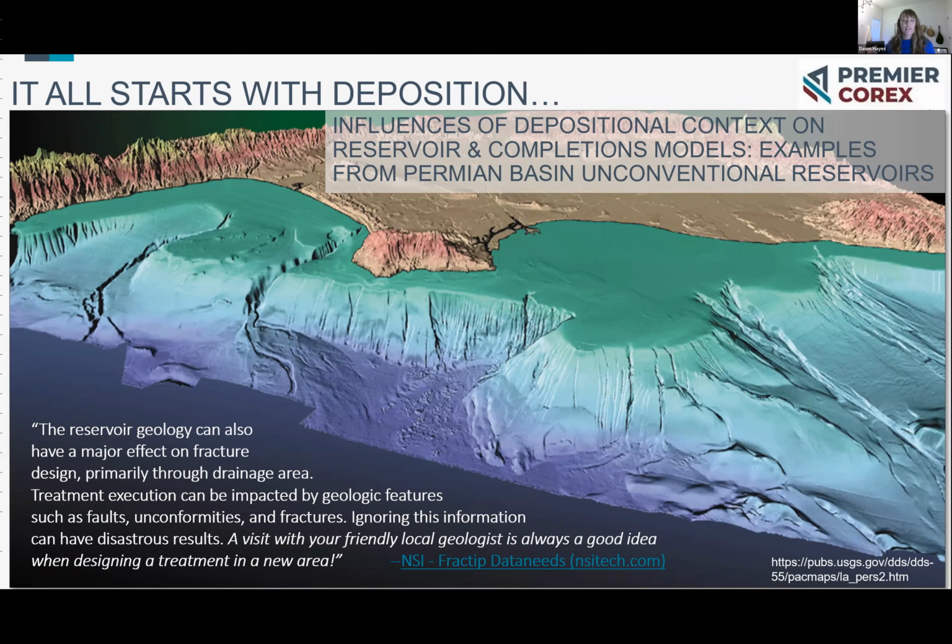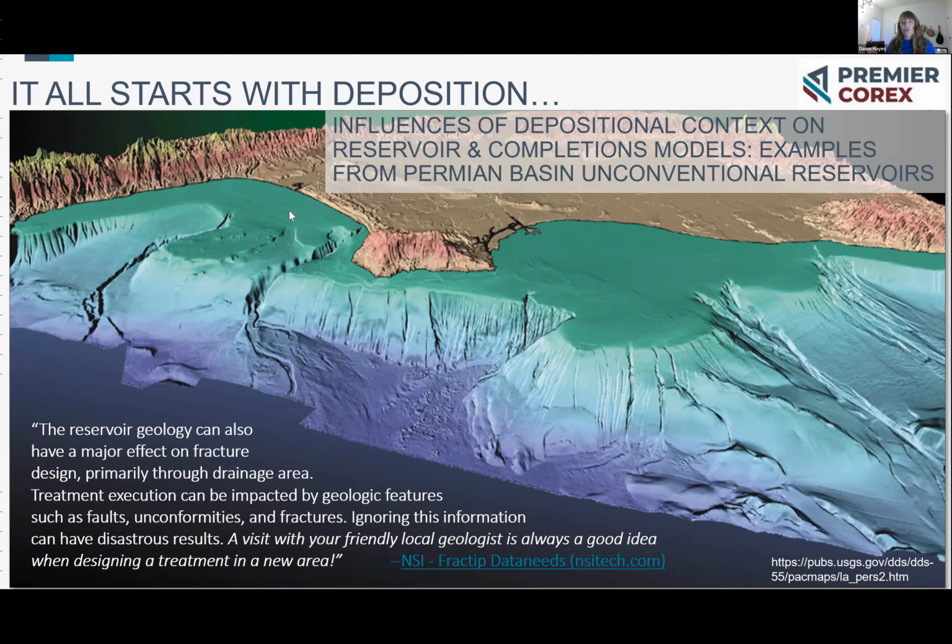Definitely thank you to Steve and to NSI for letting me talk to you a little bit about pretty much my favorite thing ever, depositional environments in sedimentary rocks. So we are going to start with a little bit of an overview of some of the things that go into our models that can be heavily impacted by the depositional environment. So we're going to focus on influences of the depositional context on reservoir and completions models. And I will, like Steve said, be using a lot of examples from Permian Basin unconventional reservoirs.